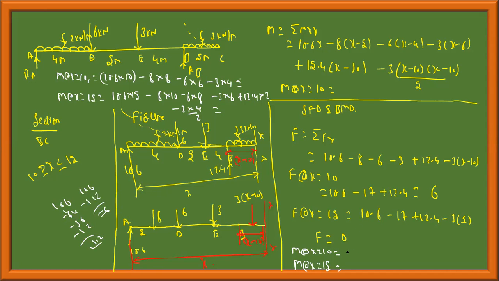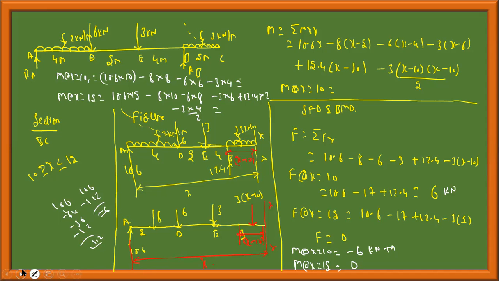Minus 6, minus 6, this has to be 0. You check it out, it has to be 0. Minus 6 kilonewton meter, this is 0. 6 kilonewton. Are you getting 0? Yes, sir. Okay.